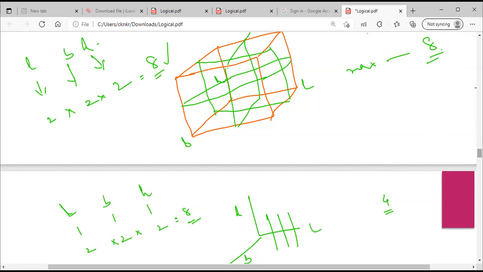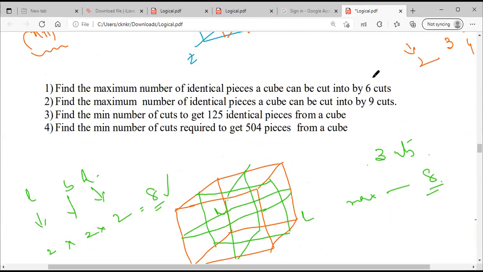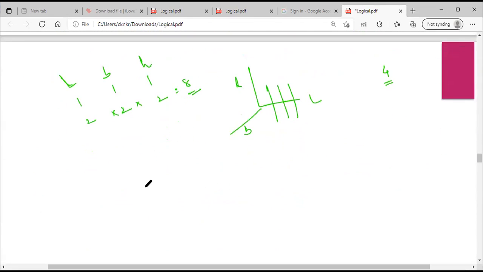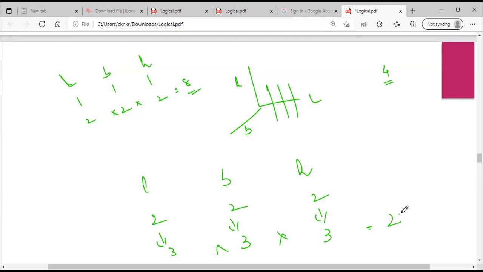Okay. Now let's understand these questions. Let's see the first question. Find the maximum number of identical pieces that a cube can be cut into by 6 cuts. Let us use length, breadth, height. 6 cuts in 2, 2, 2 and divide this. Because of 2 cuts, I'm getting 3 pieces. 2 cuts, I'm getting 3 pieces. 2 cuts, I'm getting 3 pieces. 3 into 3 into 3, 27 identical pieces is the answer. The cube can be cut into 27 identical pieces with 6 cuts.